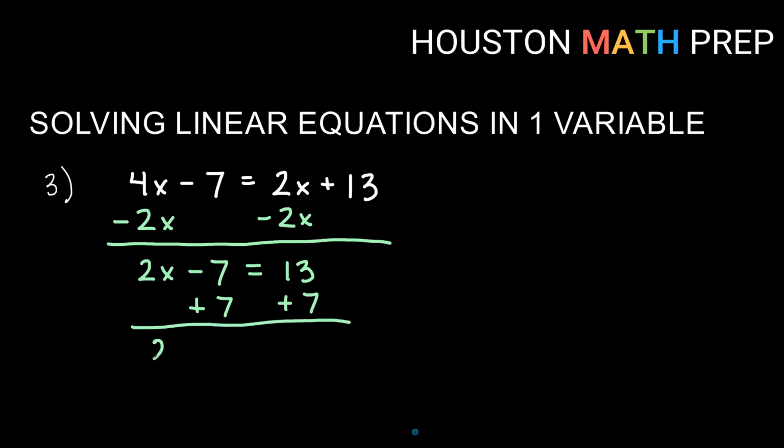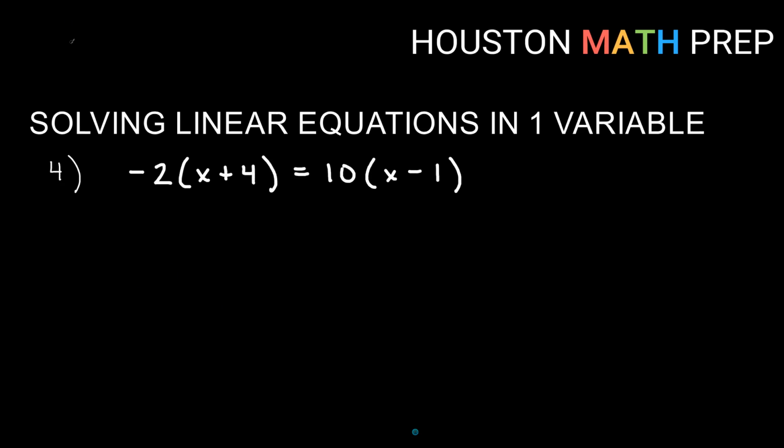You'll still have the 2x term on the left. And you'll have 13 plus 7 giving you 20 on the right. And then 2 times x is what's still left on the left. So we will divide by 2, because the opposite of times 2 is divide by 2. And that will give us just x on the left side, and 20 divided by 2 is 10 here.